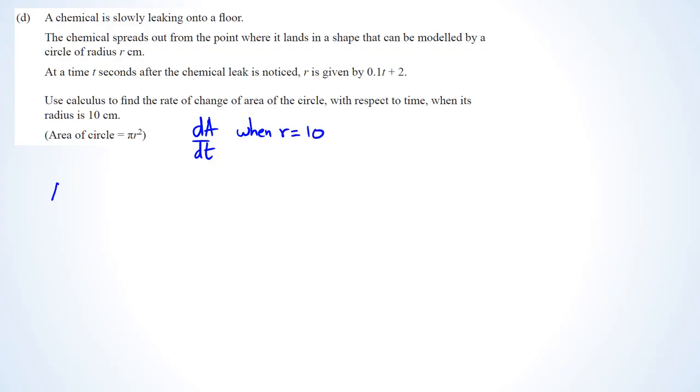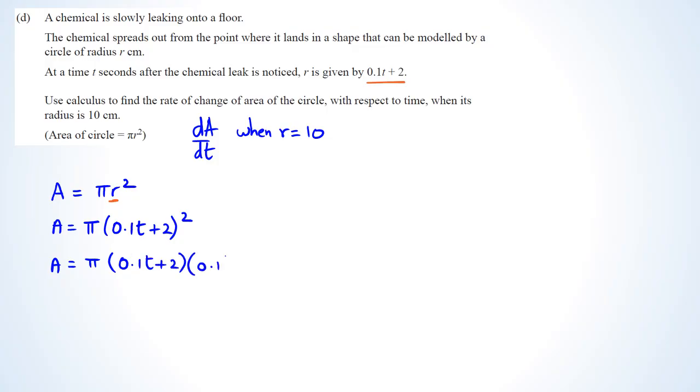So the first thing we're going to do is we have area equals pi r squared. All right, but we need A and t, and I guess the thing to notice is that r is given by 0.1t plus 2. So I need to replace this r with 0.1t plus 2. So I'm going to get A equals pi multiplied by (0.1t plus 2) squared. The next step is I need to expand this so that when I differentiate this function, I'll get dA/dt.